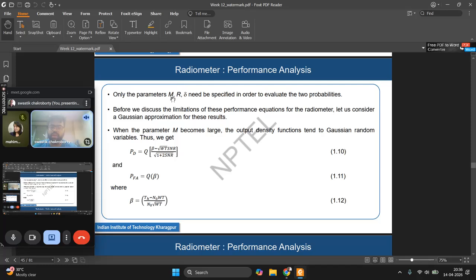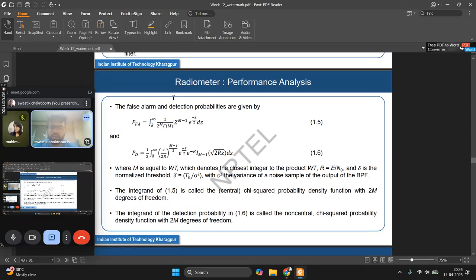Only the parameters m, r, and delta need to be specified, where r is the SNR, E by N naught, and m is WT, which is the bandwidth times time.